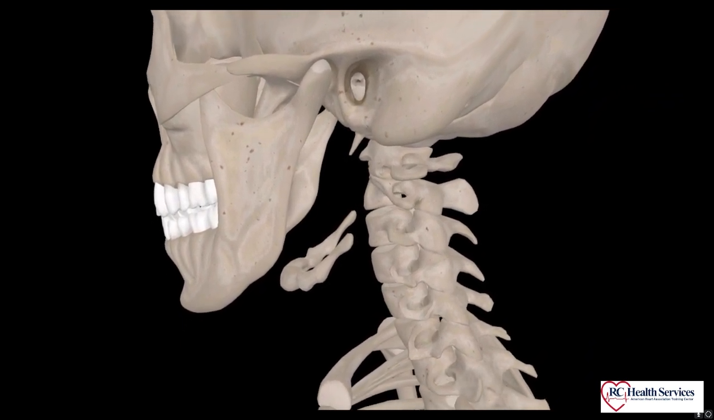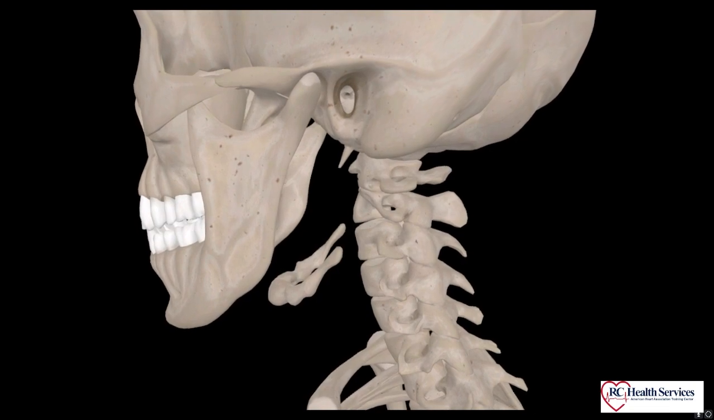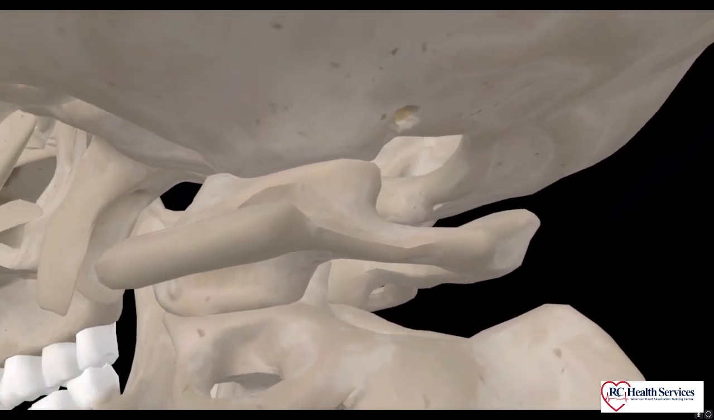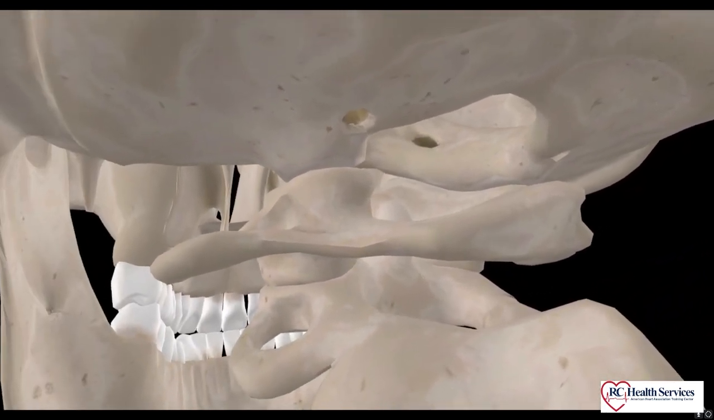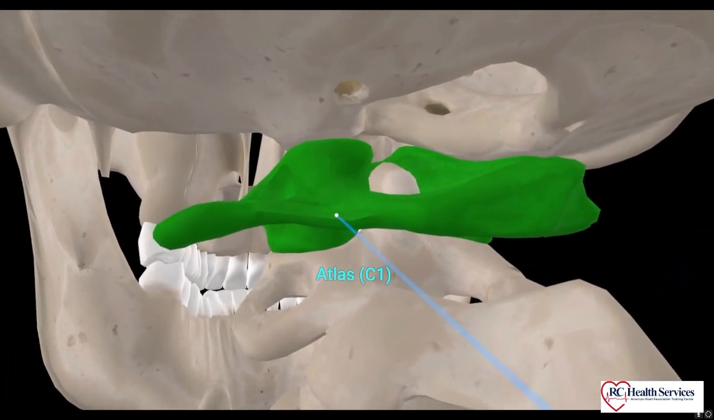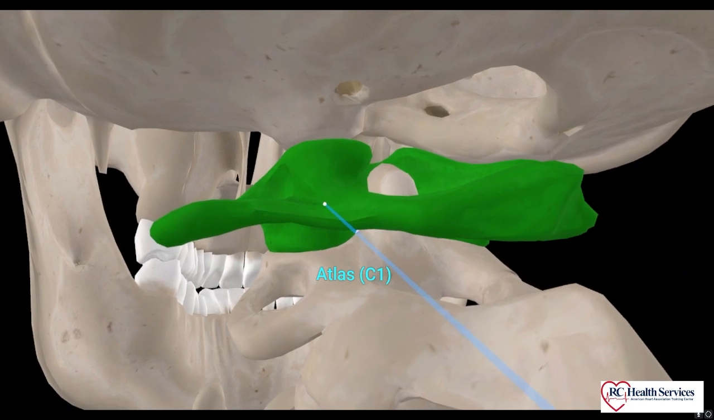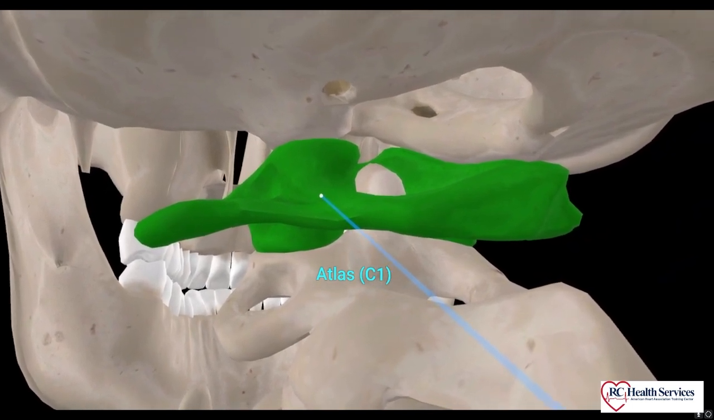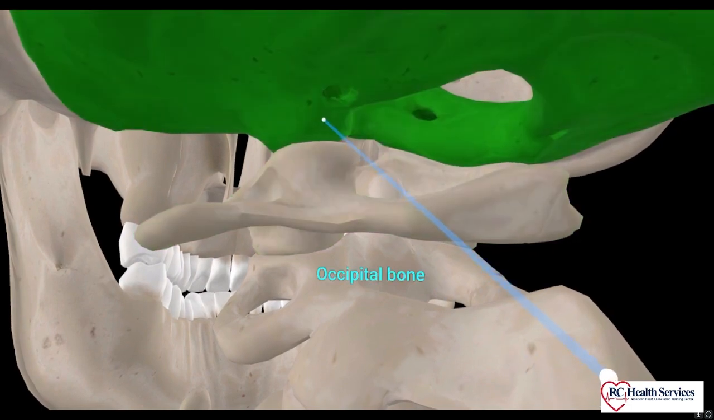Moving on, we have the spinal column. That first vertebra is very important. That is called the atlas. So that is C1, cervical 1, atlas, and it's basically what the head sits on.